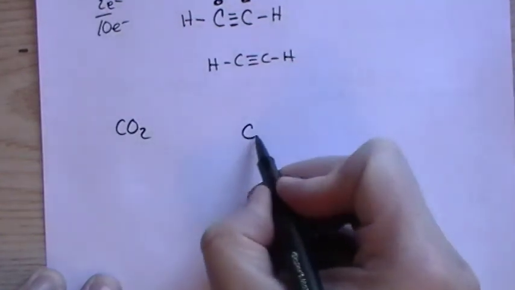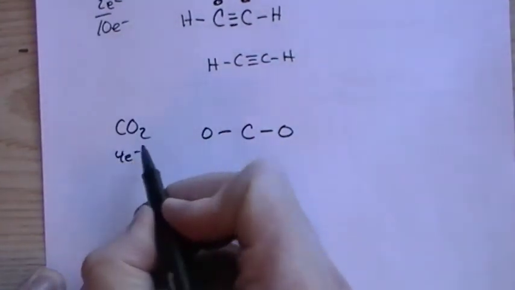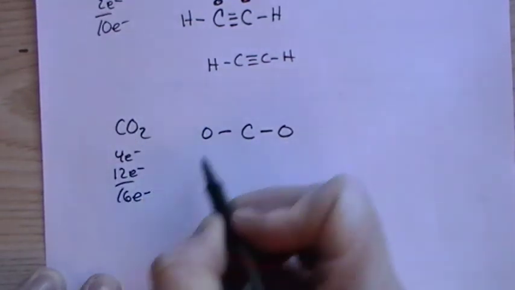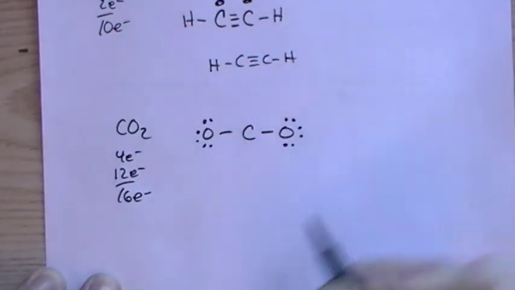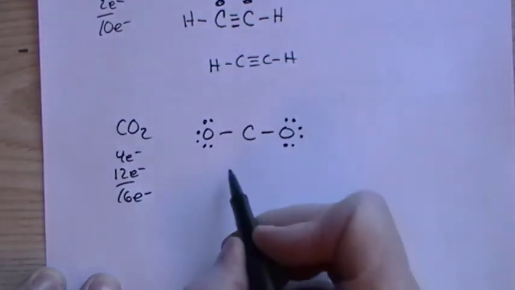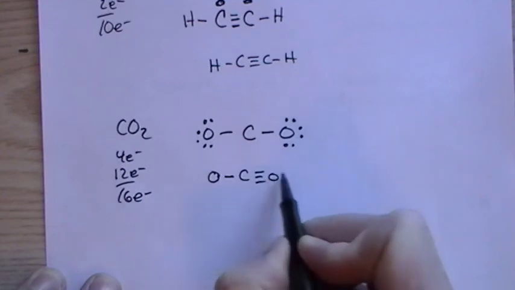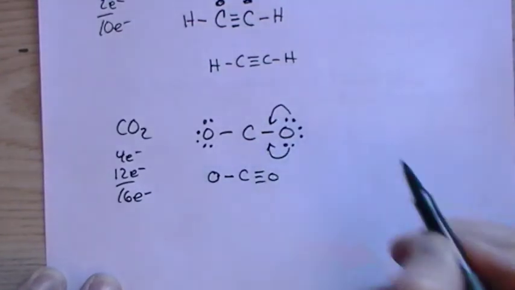CO2, we have this, and we have 4 electrons for the carbon, 12 for the oxygens, 16 total. 1, 2, 3, 4, 5, 6. 1, 2, 3, 4, 5, 6. That can't be right because the carbon doesn't have its octet. It's not one of the exceptions. So we can do one of 2 things. We can bring this carbon over. We can bring a lone pair in from here and from here.